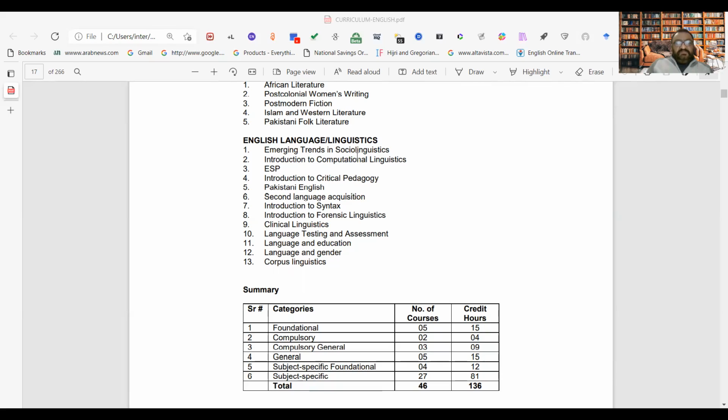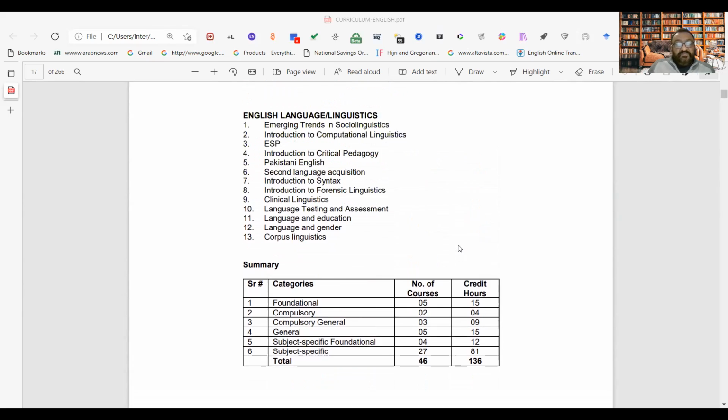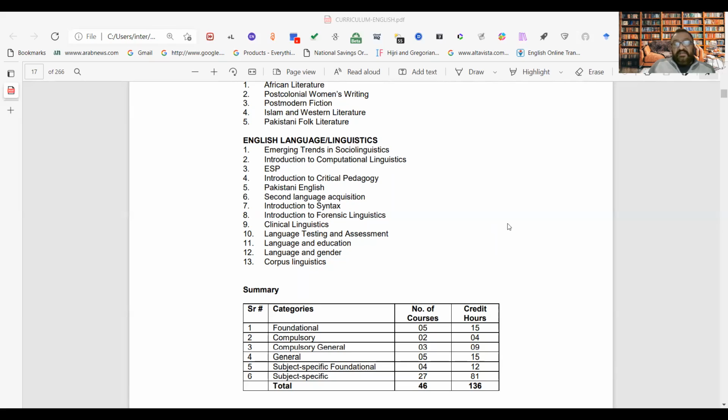Emerging trends in social linguistics, introduction to computational linguistics, ESP, English for specific purposes, introduction to critical pedagogy, Pakistani English, second language acquisition, introduction to syntax, introduction to forensic linguistics and clinical linguistics, language testing and assessment, language and education, language and gender, corpus linguistics. So this is all. The credit hours are the same as you see.